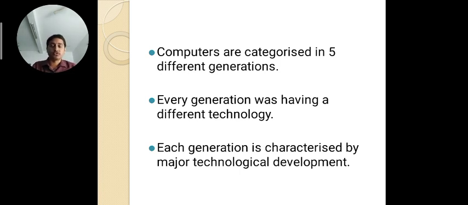First of all, we used vacuum tubes, and after that transistors, after that integrated circuits, then microprocessors. So these changed the generation. These devices helped to categorize the generation: from where to where was known as the first, from where to where second, from where to where third, and from where to where fourth. So we have to focus on the major technological development. What is the major technology that was used in each and every generation? We will know in our next slides.